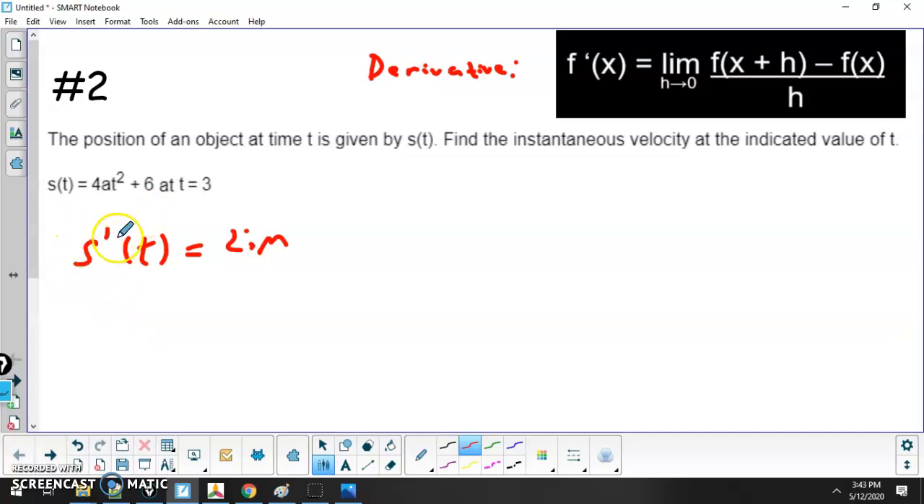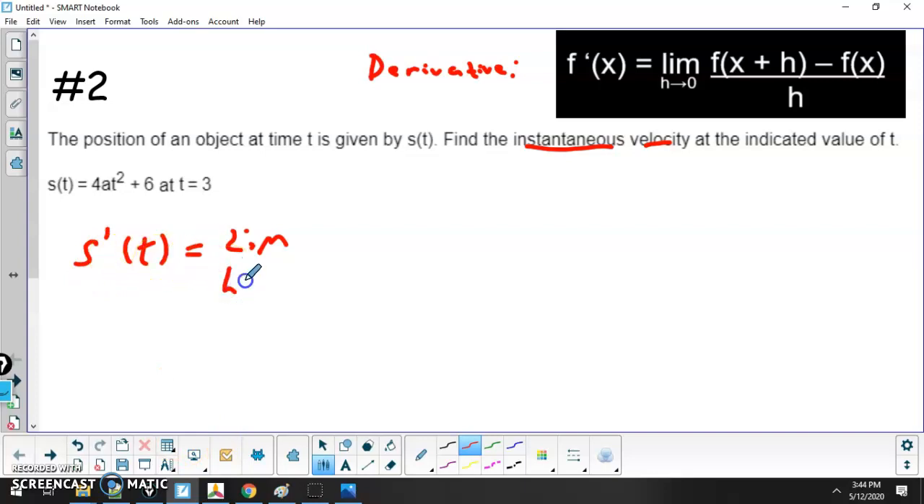Alright, so we have s prime of t. We're finding instantaneous velocity, okay? So in this problem, you're essentially finding the derivative, okay? And instead of having x as in the normal derivative way of writing it out here, f prime of x, we have t, okay? Instead of f of x, we have s of t. So we're going to do s prime of t.